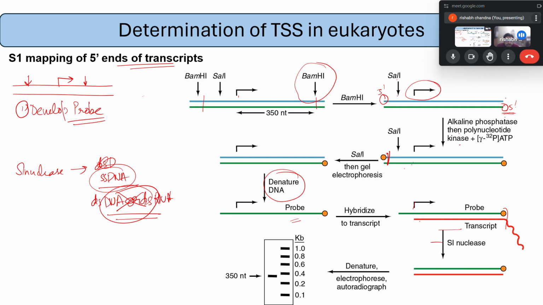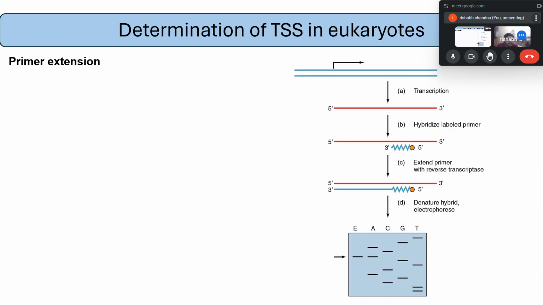Okay, so now when the S1 nuclease acts, this extra length will be degraded, and then we'll denature this part so that the RNA is separated from the DNA, and we'll run it on an electrophoresis gel followed by sequencing. So we'll come to know what the start site is for this particular RNA. Okay, so this was the first method through which we can detect the start site for a particular transcript. Now, the second thing is primer extension.